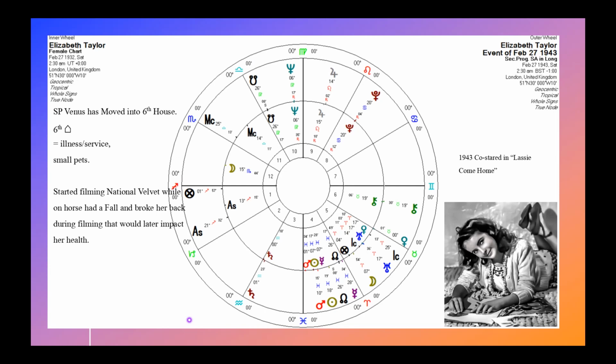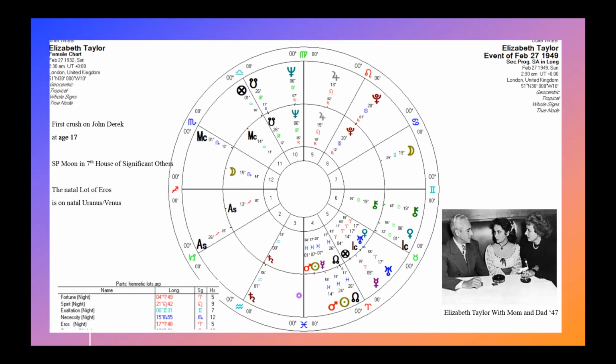A second progressed Venus has moved into the 6th house, and the 6th house is equal to illness, service, and small pets. She started filming National Velvet while on a horse. She had a fall and broke her back during filming that would later impact her health. The picture in the corner is a picture about that age that she was. She also was co-starring in Lassie Come Home. Her first crush was on John Derek at age 17.